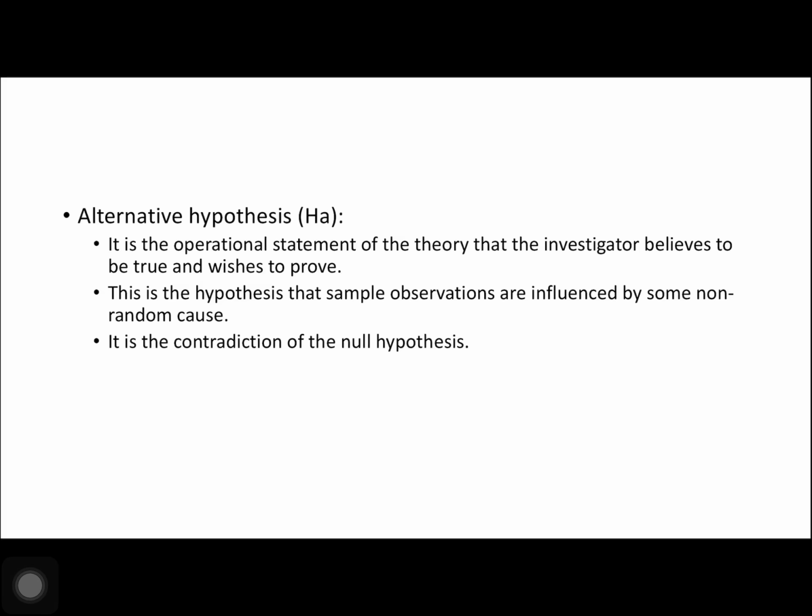The alternative hypothesis, or HA, is the operational statement of the theory that the investigator believes to be true and wishes to prove. This is the hypothesis that the sample observations are influenced by some non-random cause and is the contradiction of the null hypothesis.